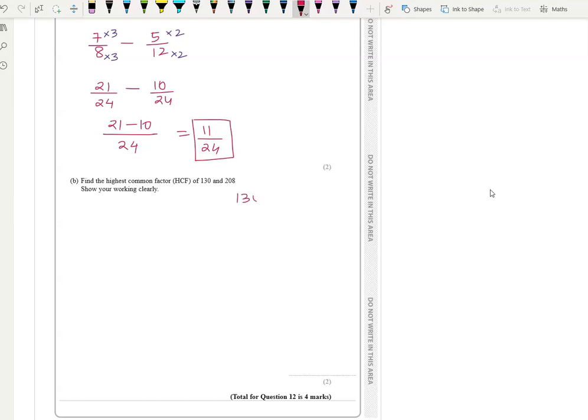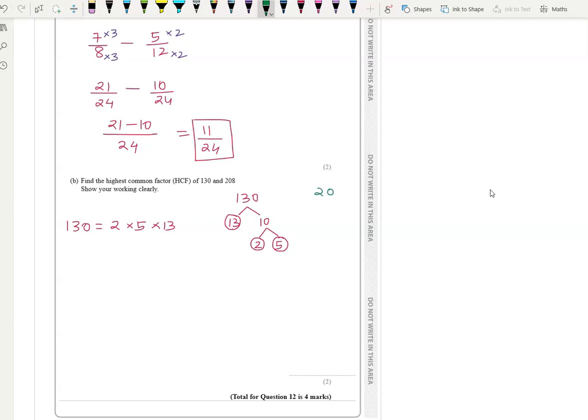For 130, you need to break it up into any two numbers which multiply to give you 130. So 13 times 10 is 130. 13 is prime, you cannot break it up further. 10, you can again break up as 2 times 5. Now 2 and 5 both are primes. So these are the three numbers that multiply to give you 130. So 130 is 2 times 5 times 13. Similarly, we need to work out 208.